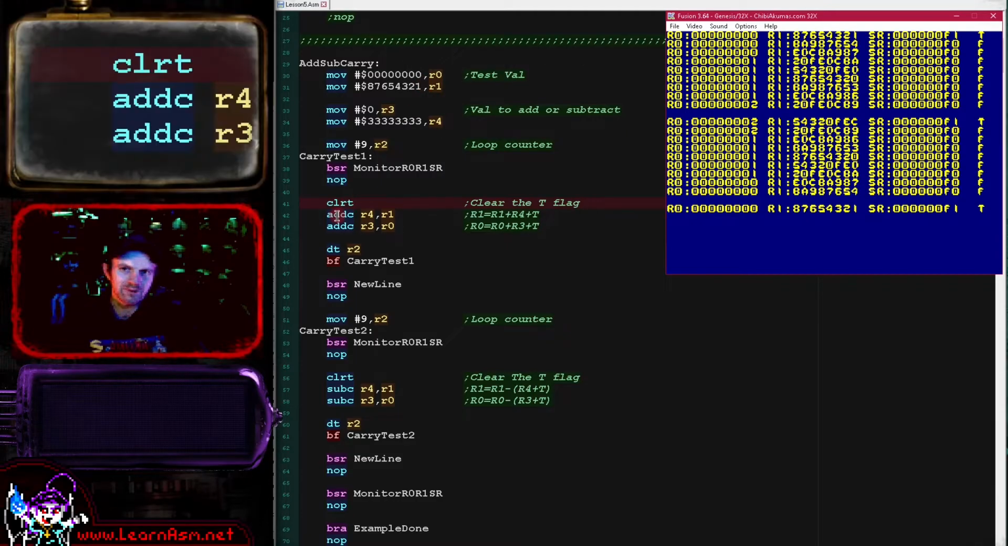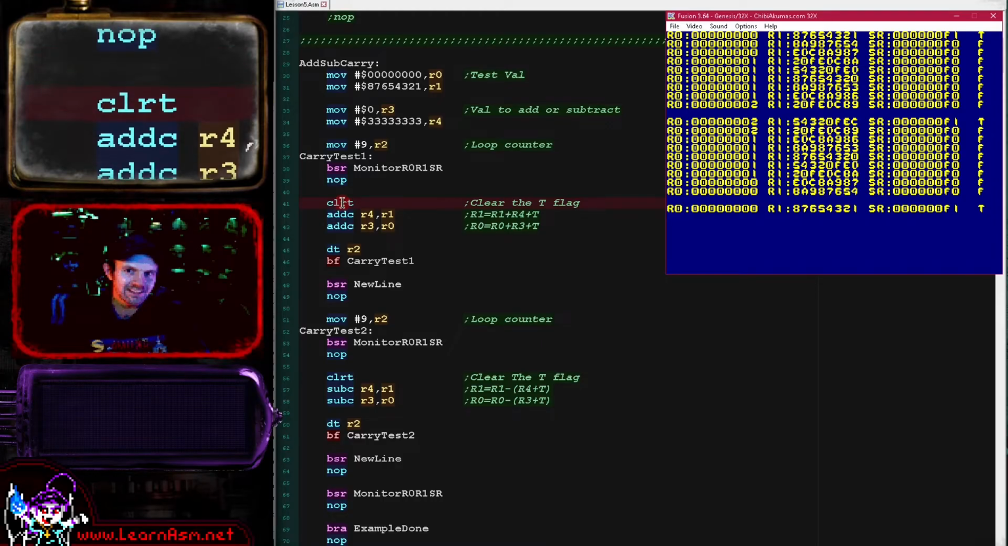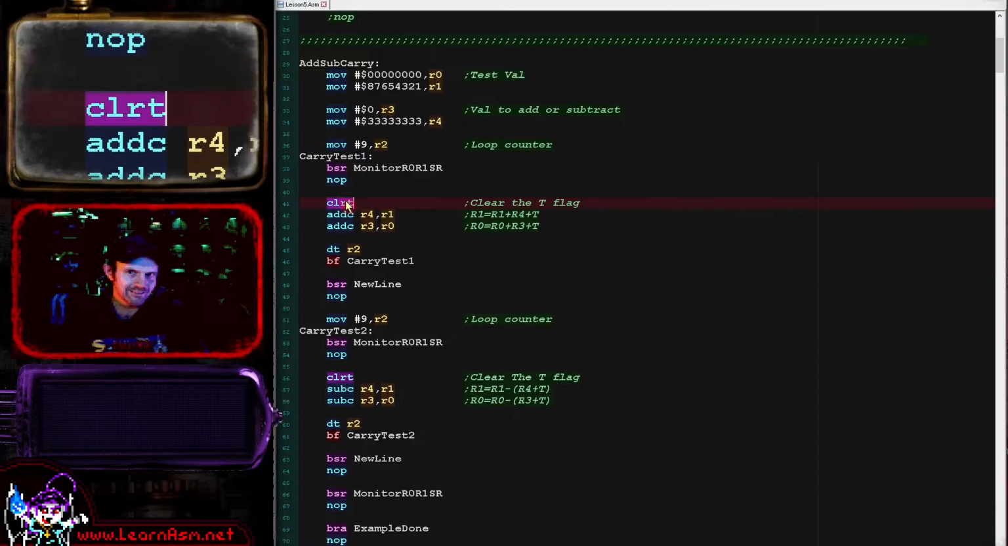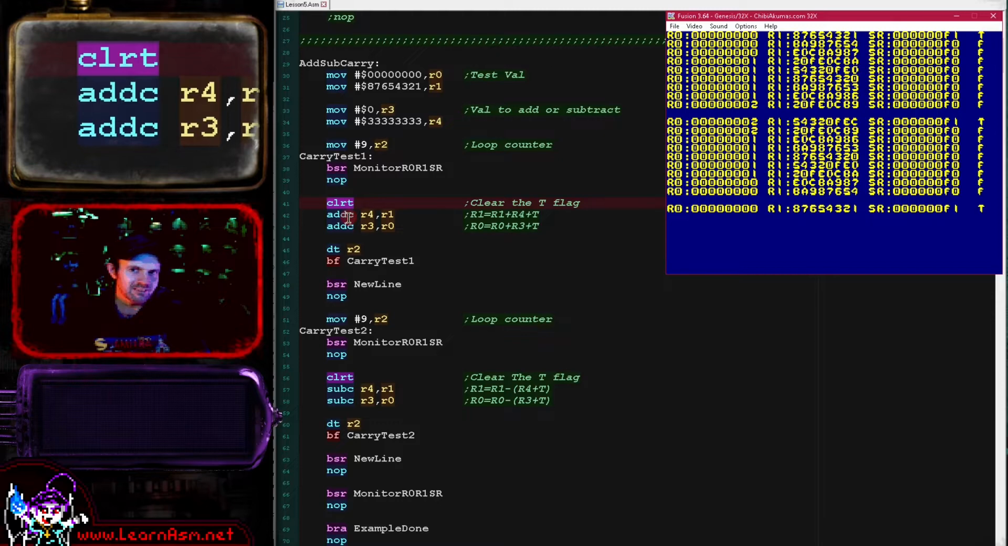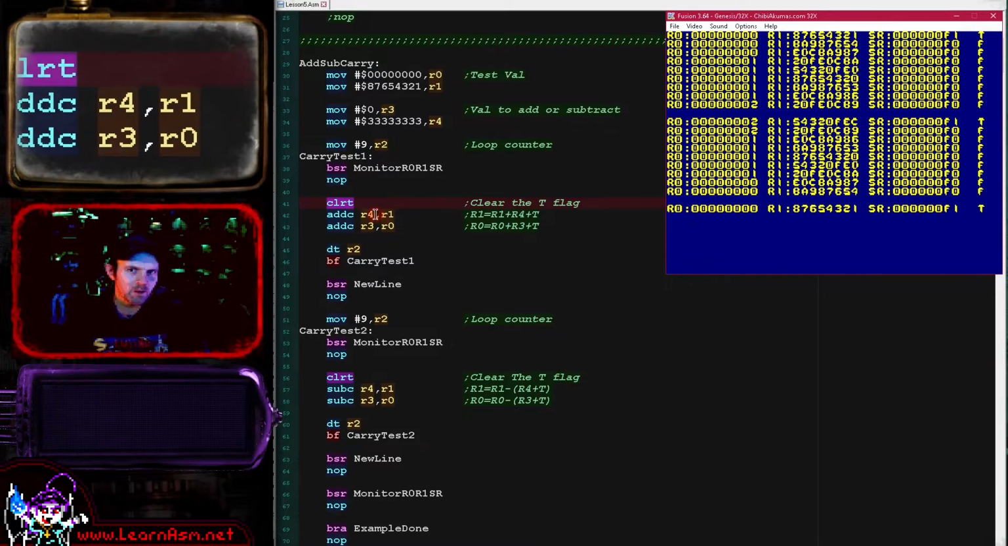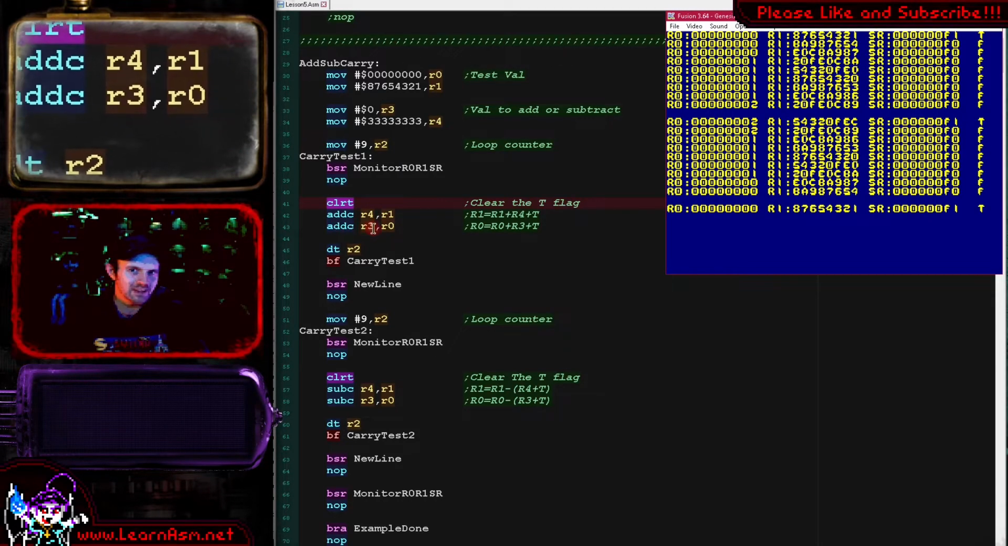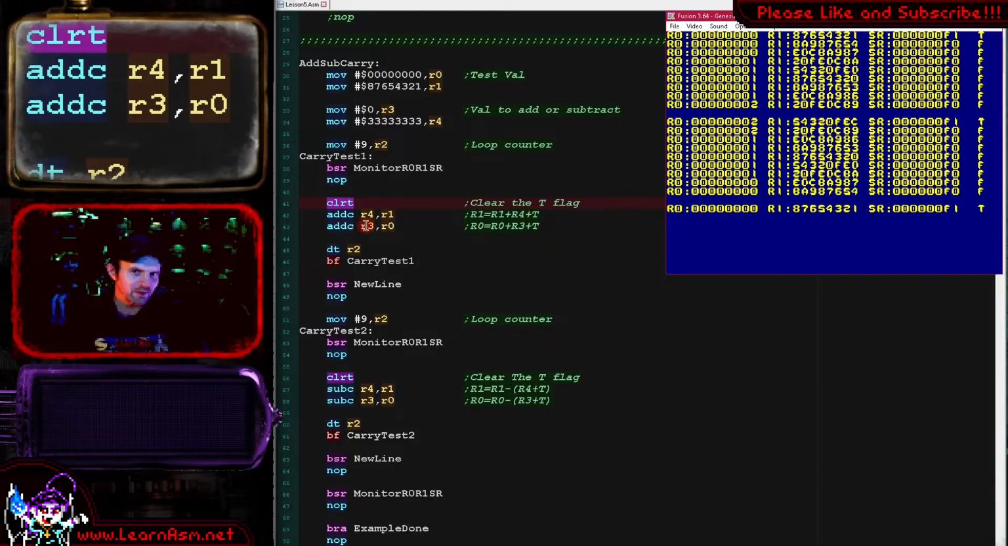Now, because we're using add C, we need to clear the T flag before we do the first addition. So we're clearing the T flag here. The first add C will update the T flag with any carry caused by this first addition, and then that additional carry will be added to the second part by that second command.